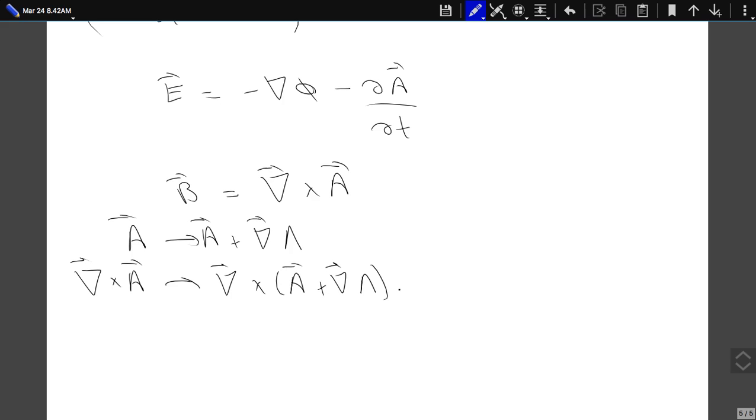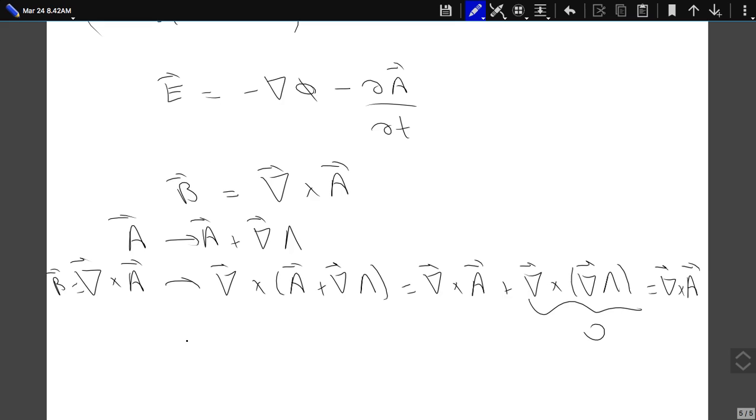Curl of A becomes the curl of A plus the gradient of lambda, which is the curl of A, or this is B, curl of A plus the curl of the gradient of lambda. But curl of a gradient is always 0. What remains is the curl of A, which is nothing but our B. So B just stays the same. So to describe the same magnetic field, I can either use A or I can use A plus the gradient of lambda. They give me the same B field.